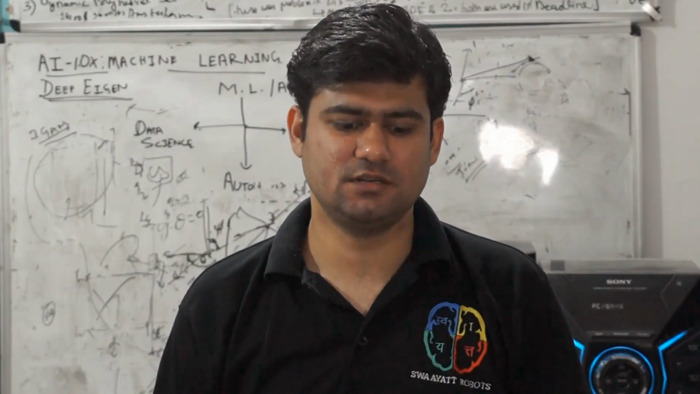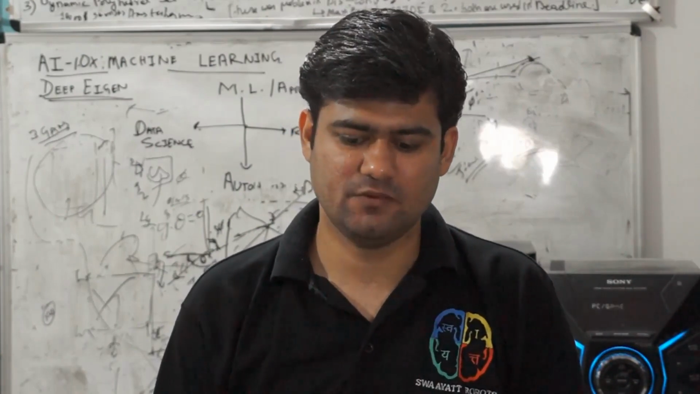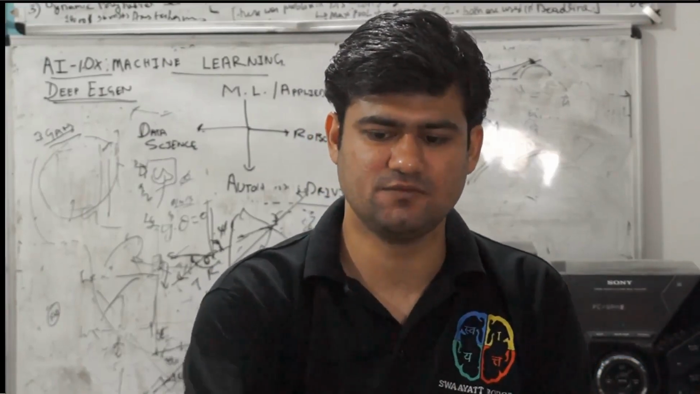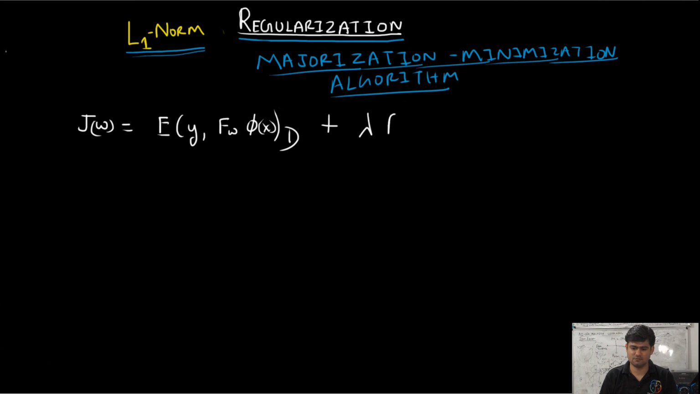So in the previous part of the lecture, we discussed what majorization minimization algorithm is, and we discussed that we have perhaps a generalized loss function J of W, which has two components, E of Y and F phi of X, which is the error on the data set, plus lambda times some regularization function of W.